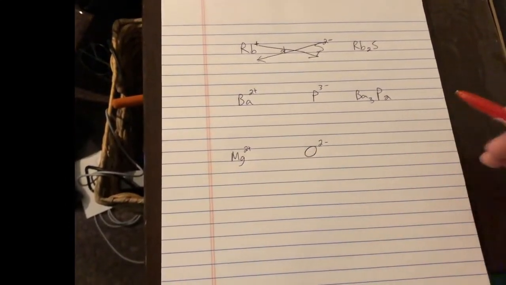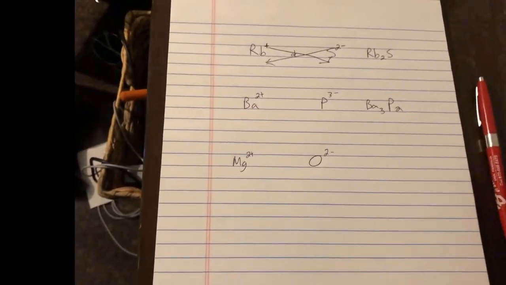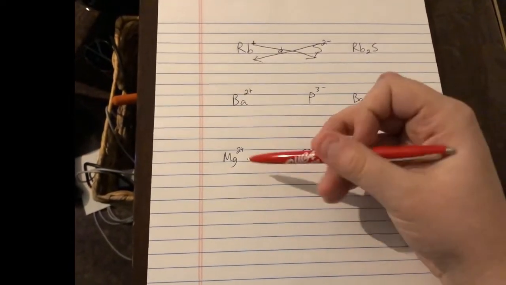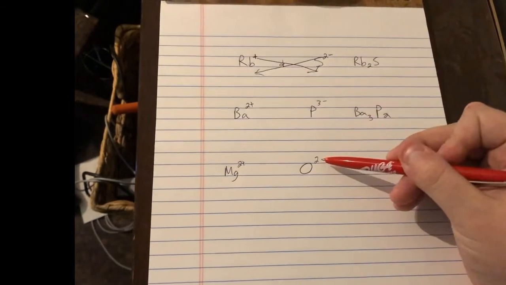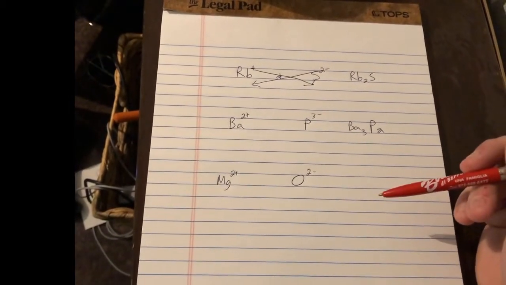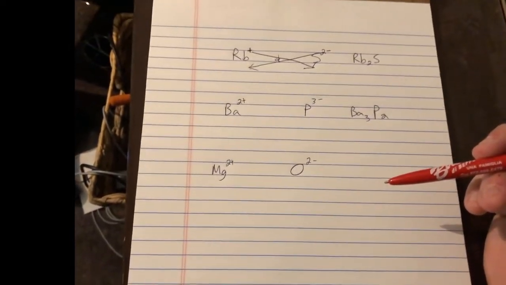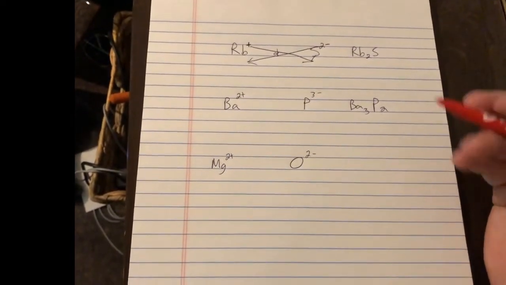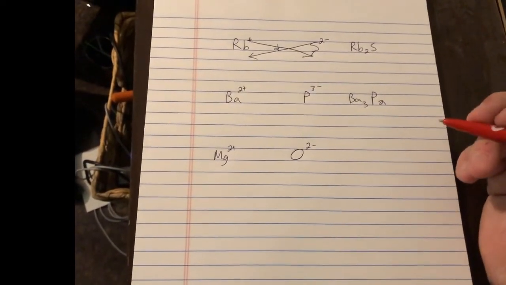And then magnesium and oxygen, think about this mathematically. If magnesium wants to lose 2 electrons and oxygen wants to gain 2 electrons, do I actually need 2 of each in order for them to make each other happy? And the answer is no, I don't. Not at all. I actually only need 1 of each.